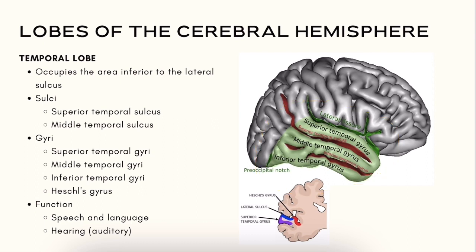Okay, so we have our sulci, our superior temporal sulcus and our inferior temporal sulcus. Now, found between your superior temporal sulcus and your inferior temporal sulcus is your middle temporal gyrus. Above the superior sulcus, you have your superior temporal gyrus, and below, or inferior to, the inferior temporal sulcus, you will find your inferior temporal gyrus.